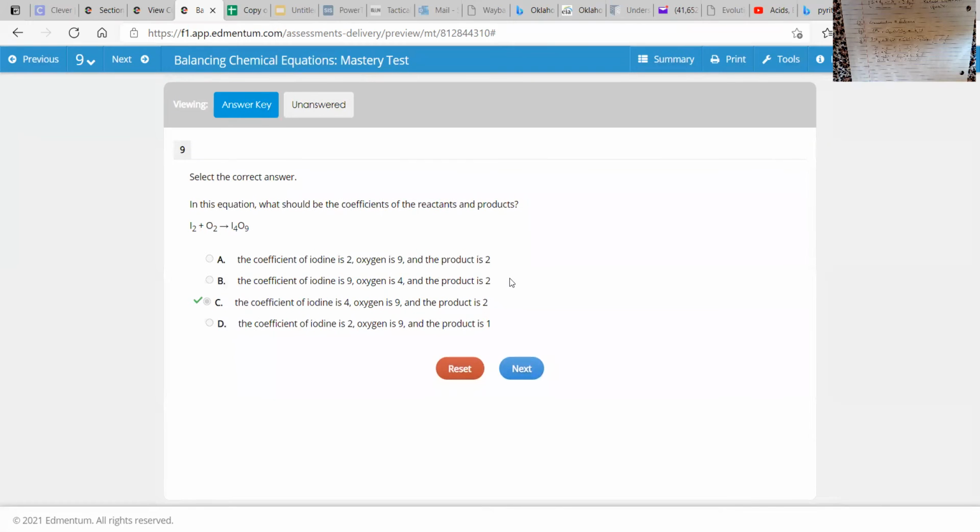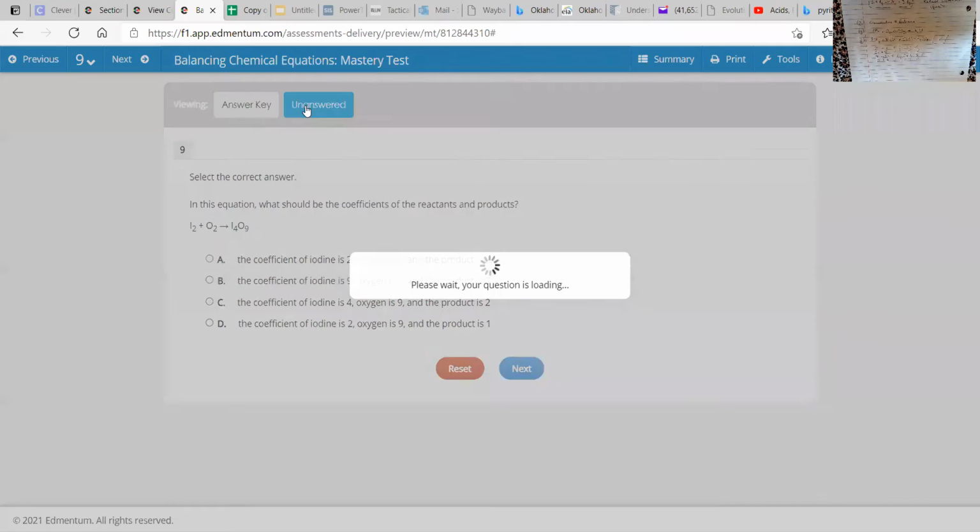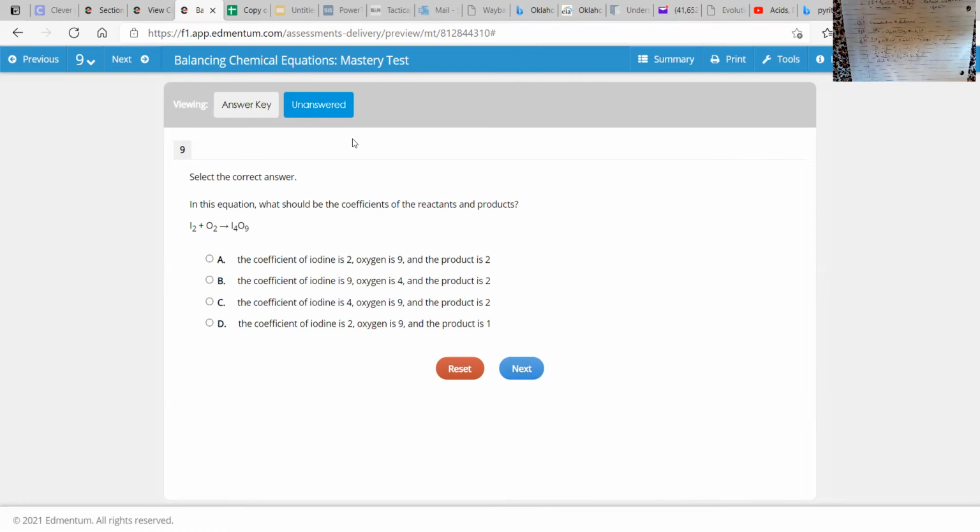In this equation, what should be the coefficient of the reactants and products? So here we go. So we have here, yeah, 9. So we have I2 plus O2 equals I4. Okay.